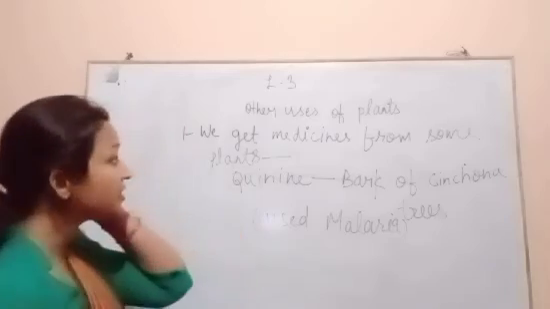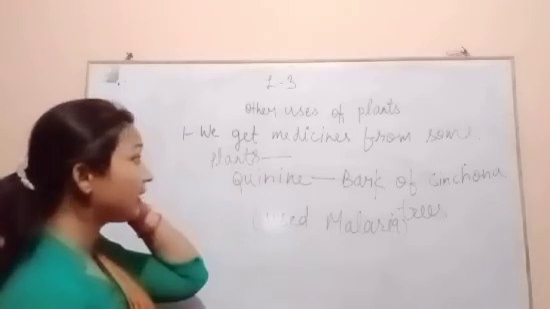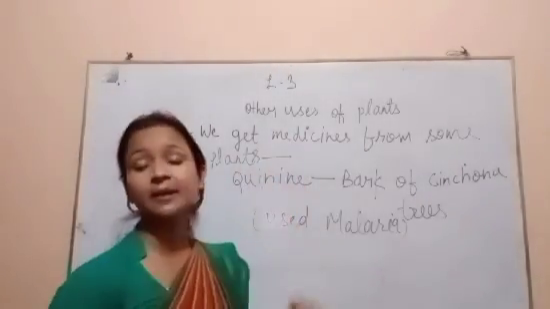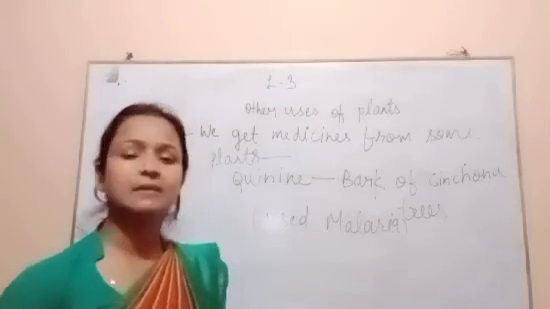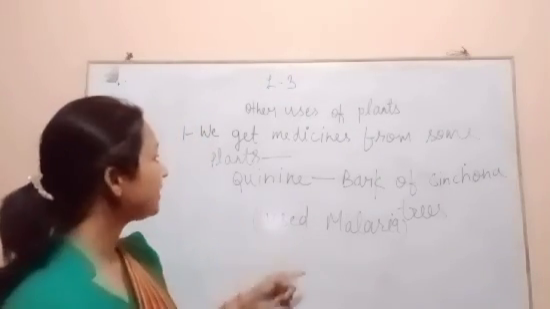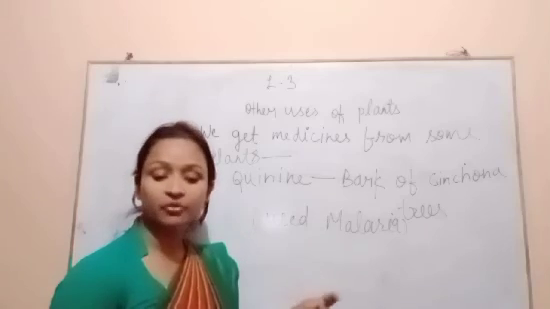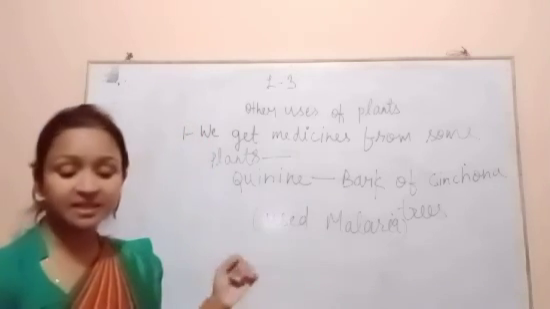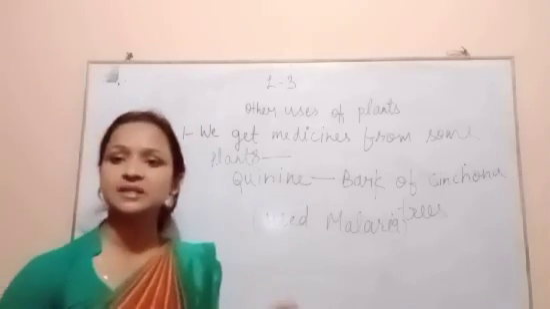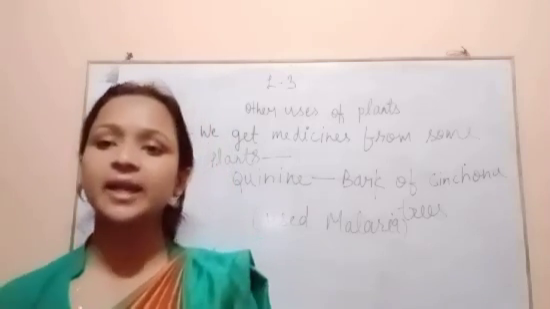In this chapter, I told you what the uses of plants are except for food items. First I told you we get wood from the plants, and second I told you we get medicines from some plants. Till here, you will take revision.